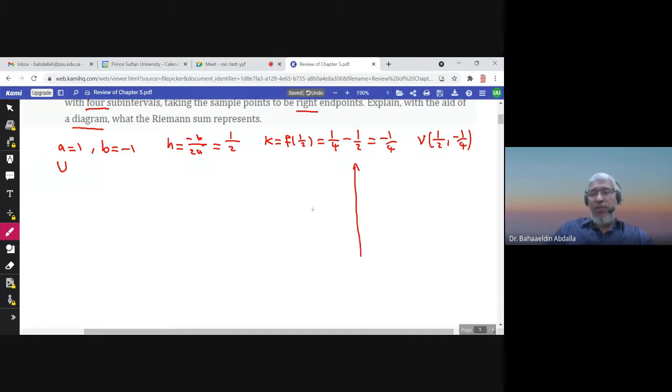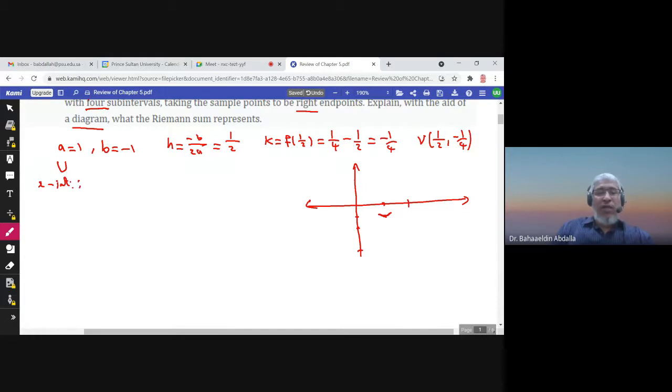So if this is 1, okay, and this is 1, this is half, and this is negative half, and this is negative 1 over 4. So this would be x half, y negative 1 over 4, and the parabola will go upwards. So it will touch the x-axis, and we can find the x-intercepts.